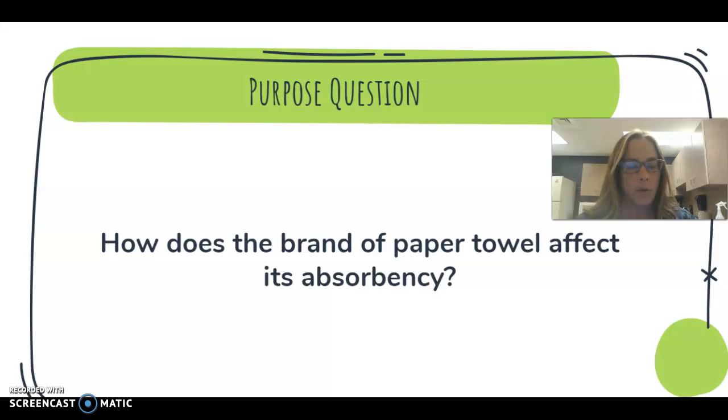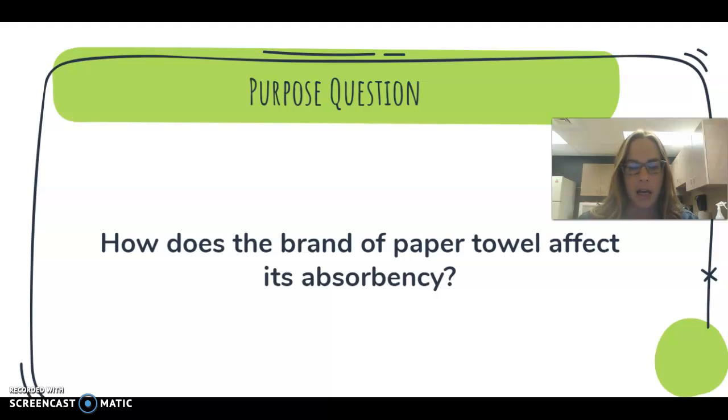So our purpose question for our experiment is, how does the brand of paper towel affect its absorbency? So I'm looking at how my independent variable affects my dependent variable. How what I'm changing affects what I'm measuring. So thinking of an independent variable, I'm going to be changing something there. I have one and then I'm comparing it to another. And I'm looking at how it affects something else that I'm measuring.